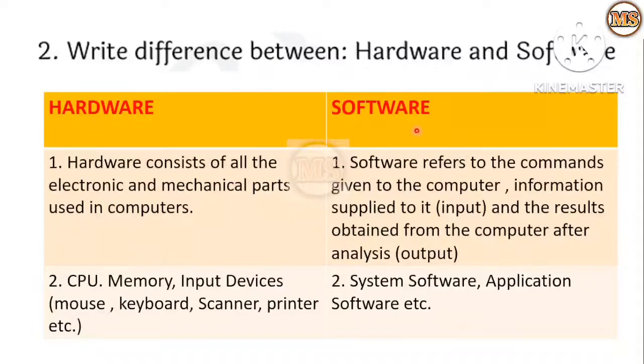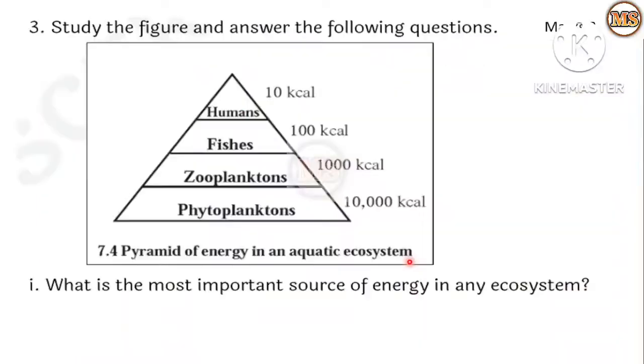Then we see the software. Software refers to the commands given to the computer, the information supplied to it, that we call input, and the results obtained from the computer after the analysis, that is nothing but the output. Then the second point, system software or application software, these are the examples of software.